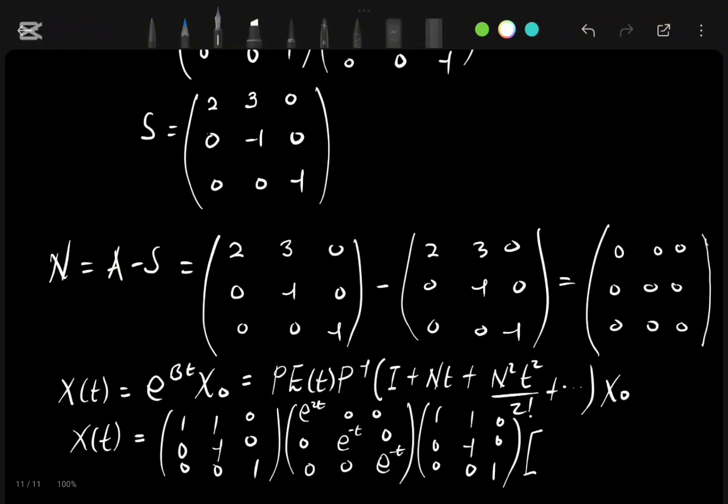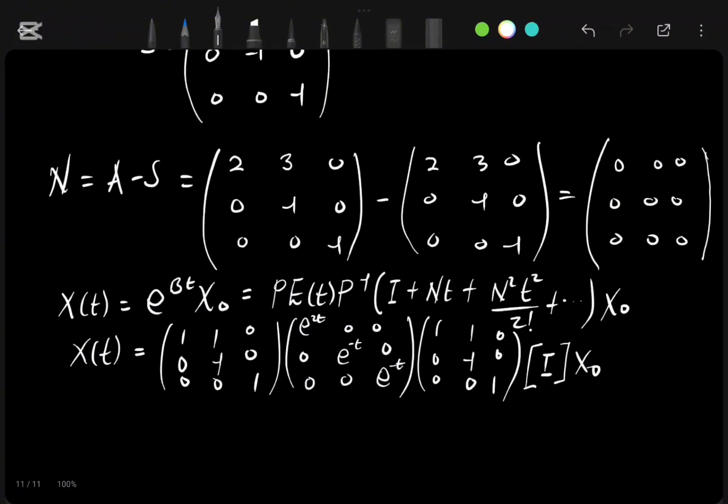And now we see that our N was 0. So if you square N, you still get 0. If you cube it, you still get 0. So our only value to write here is I multiplied by x naught. Multiplying everything here by I doesn't actually change it.